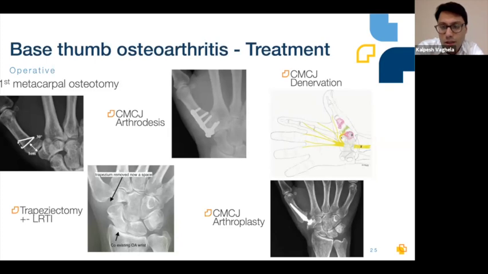So essentially there are lots of different options for these. It's dependent on the surgeon's availability, the skill, and also what kind of treatment the patient would like, and the outcomes. So think about all these different options when you see someone with basal thumb arthritis.